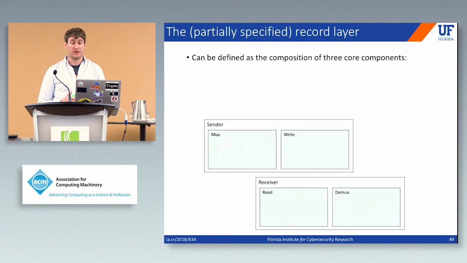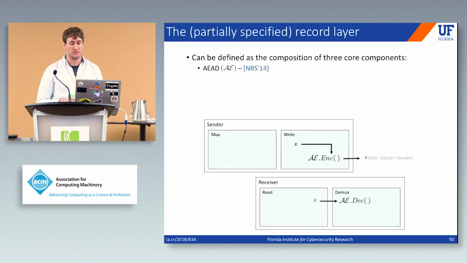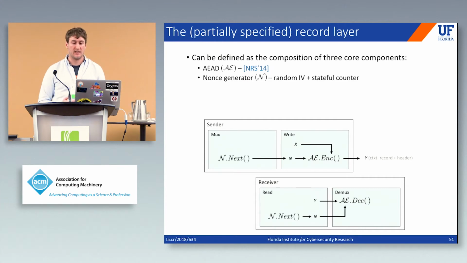And with this minor change, we can define the record layer as the composition of 3 simple components. The first is an AEAD scheme that's defined as usual. And the second is a scheme for generating nonces. TLS uses a sequence number XORed with an IV that's derived from the shared secret key. And we're going to learn about why that's done in the next talk.